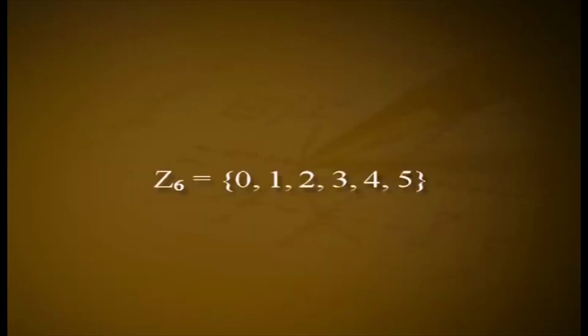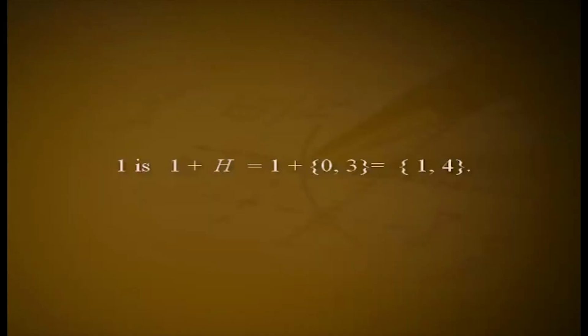Example 3. The group Z6 is abelian. Find the partition of Z6 into cosets of the subgroup H equal to the set {0, 3}. Solution. Z6 is equal to the set {0, 1, 2, 3, 4, 5} and the operation is addition modulo 6. One coset is 0 + H, which is equal to 0 + {0, 3}, which is equal to the set {0, 3}. The coset containing 1 is 1 + H, equal to 1 + {0, 3}, which is equal to the set {1, 4}. The coset containing 2 is 2 + H, equal to 2 + {0, 3}, which is equal to the set {2, 5}. Since the sets {0, 3}, {1, 4} and {2, 5} exhaust all of Z6, these are all the cosets.